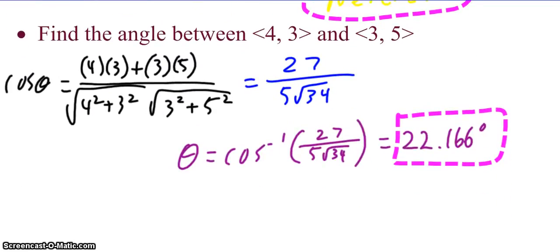And then for the last one, to find the angle between them, I just do the same process I've been doing, but now continue on to actually find the angle. So the dot product produces 27. The product of the magnitudes is 5√34. I didn't rationalize only because my answer is finding the angle, so I don't care about rationalizing to find the angle. If the problem wanted me to find the cosine of theta, then I would want to rationalize. But since I'm going to be typing this into my calculator, I do theta equals the cosine inverse of 27 over 5√34, and I get 22.166 degrees.